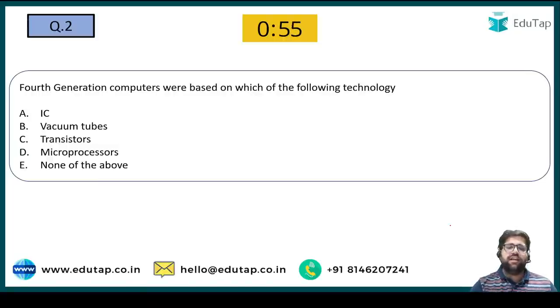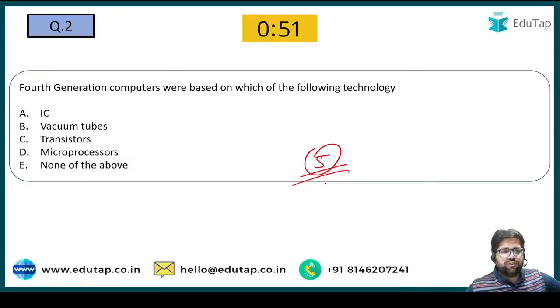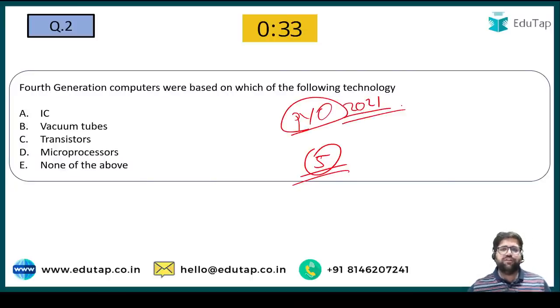We all know that there are five generations of computer, right? So the question is very specific. Fourth generation of computers were based on which of the following technologies? The question is very much straight and simple and it is based on your PYQs only. If you see, in 2021 also, there was a question which was based on the second generation language, which was assembly language. Okay, so now I am asking you the technology which was used in the fourth generation.